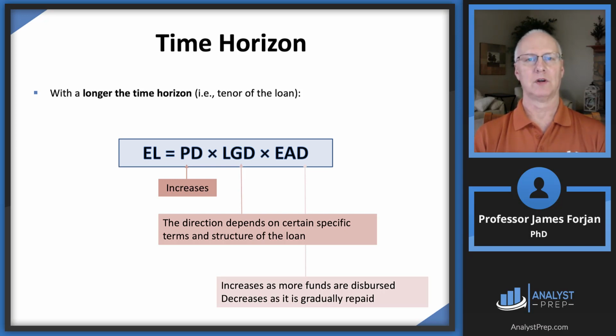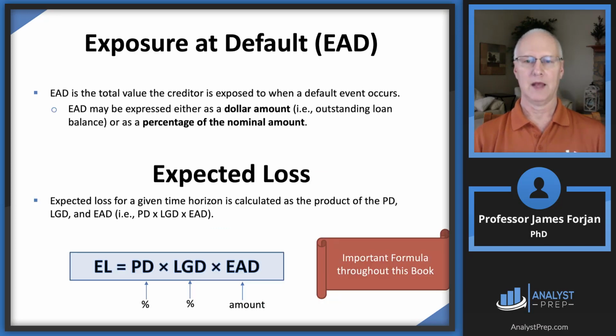Now, one of those learning objectives asks us about the timeline. So let's ask the question, what happens to the expected loss during longer maturity dates for a bond? So probability of default, of course, for longer terms, this is going to increase. The loss given default really depends on the specific terms and the structure of the loan. And then if you go back to this exposure at default, you think about it.